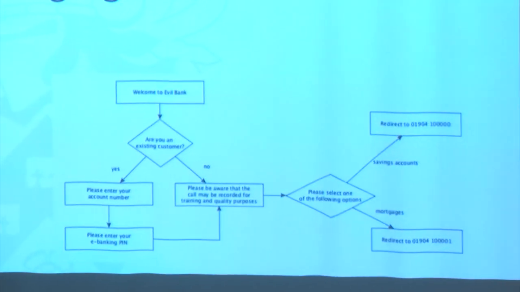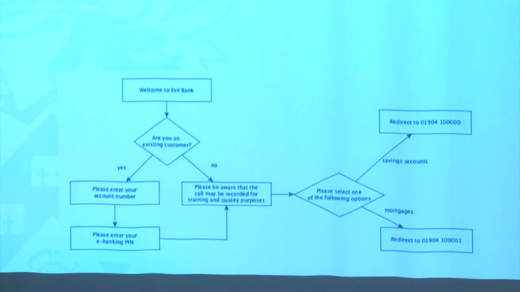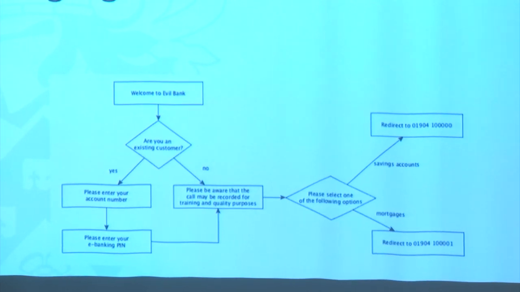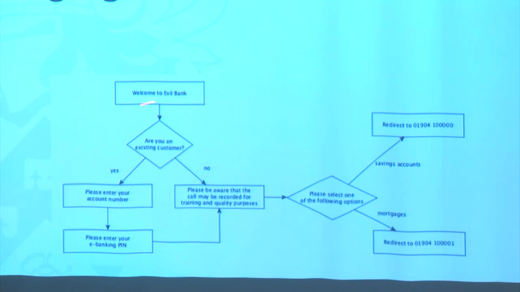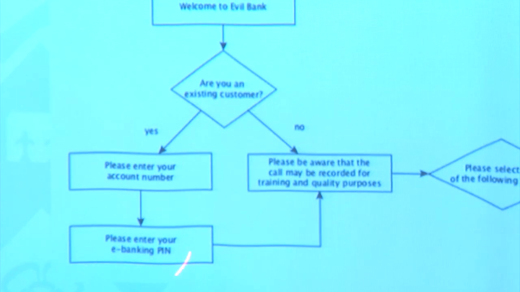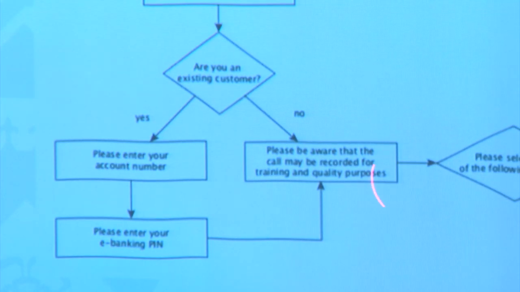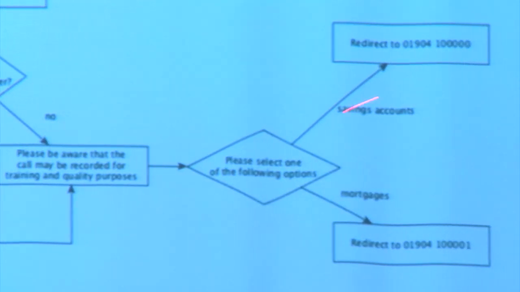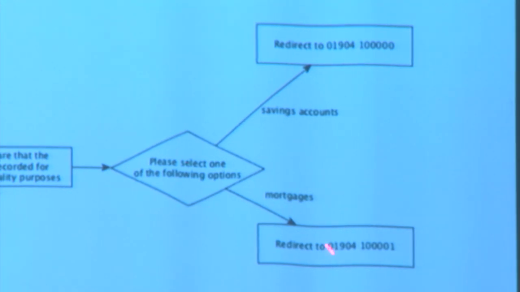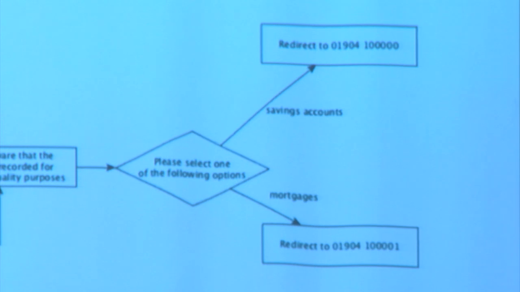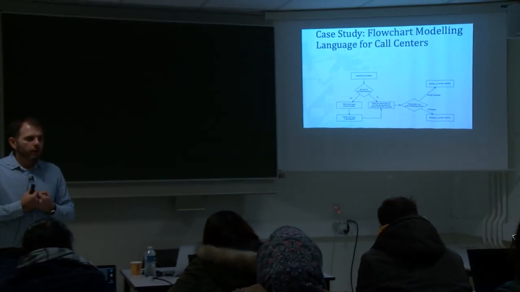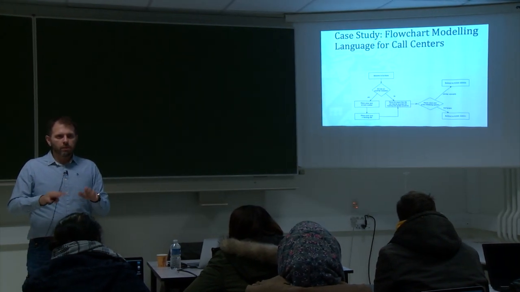example of the kind of call center software you may have to write for a customer, where you start with some sort of greeting. So you call into a number as a customer, you're greeted by the system, and then you're asked the question, are you an existing customer? If you answer yes, then you're asked to enter your account number. And then you're asked to enter your e-banking PIN. And if that gets validated, then you're just notified that the call may be recorded. And then you're asked to select one of the following options for mortgages or for savings accounts. And depending on what you choose, on what you speak out, you get redirected to a different number in the company. Right? So this is software that you would need to sit down and type in Java.